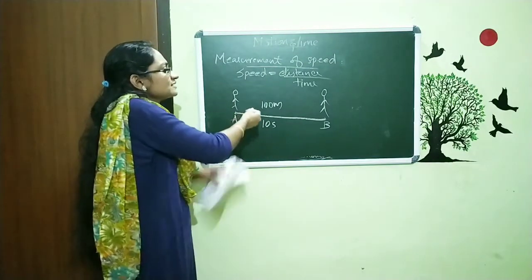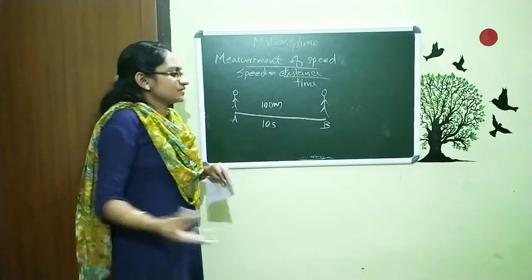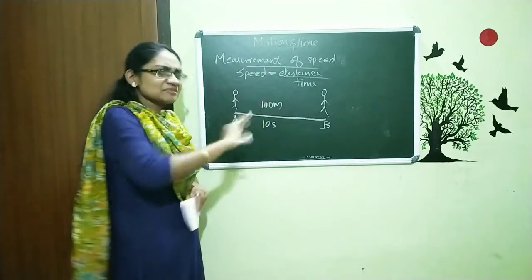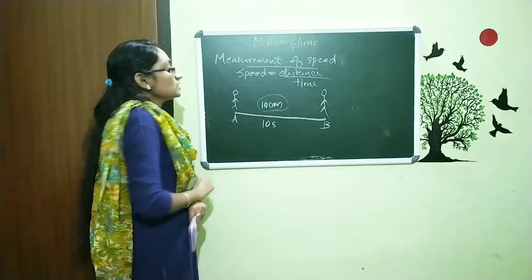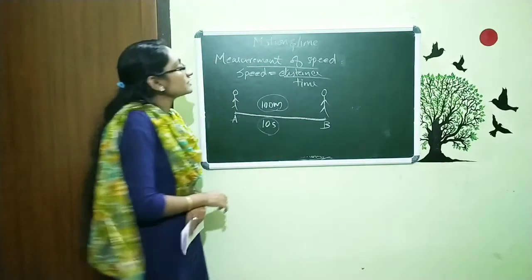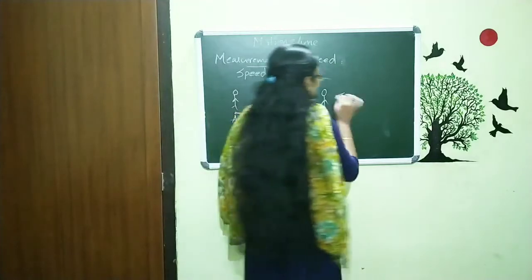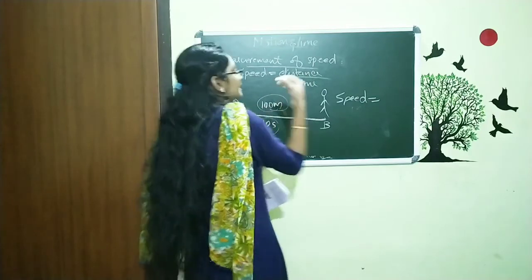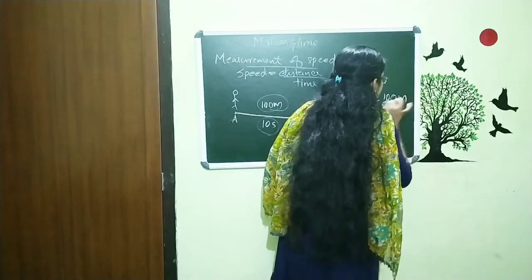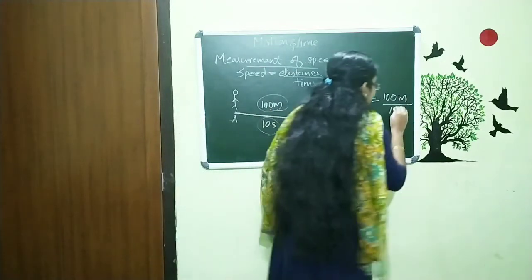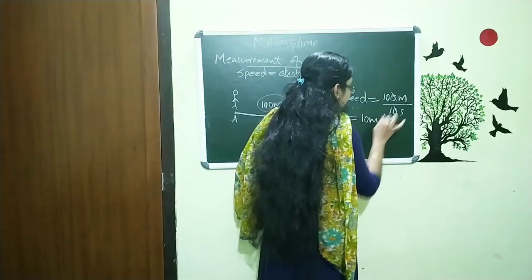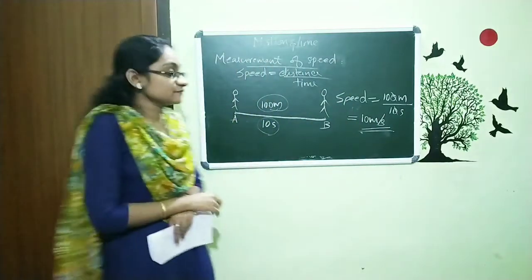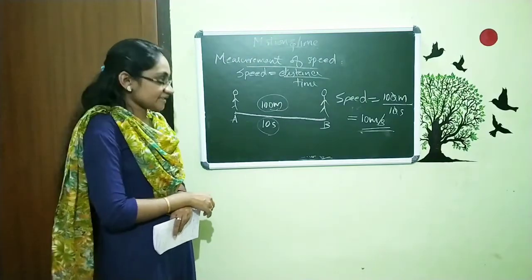Now we have the value. Sometimes we find this length using a tape or some device, or somehow we measure the value of the distance traveled by this person. And also we have the time. Then how do we find the speed? Very simple. Speed is equal to the distance, that is this 100 meter, divided by this 10 seconds. So our value is 10 meter per second. Speed is equal to 10 meter per second.